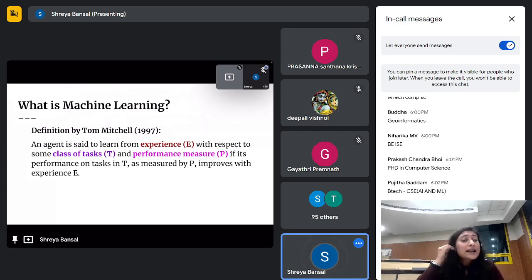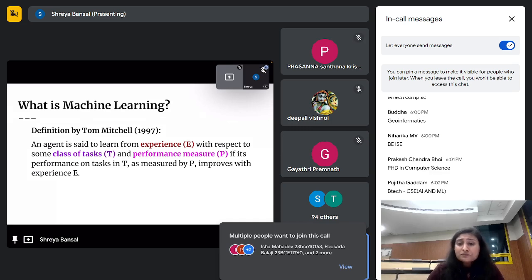Next is the class of task. Class of task means something we want to achieve, something we want to do. If you are coming to this class, it means you want to learn this subject, machine learning. So your aim, your task, is to learn this subject, to get an idea what this subject is, so that in future, after this class, if you have complete knowledge and if we give some problems in your real life related to machine learning, you are able to solve them.